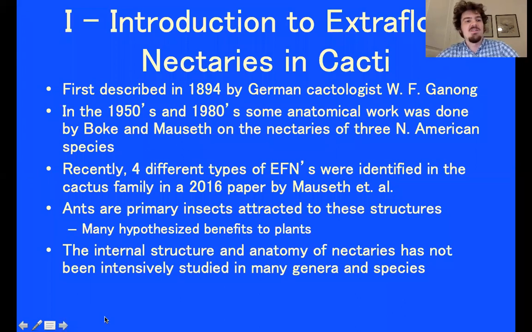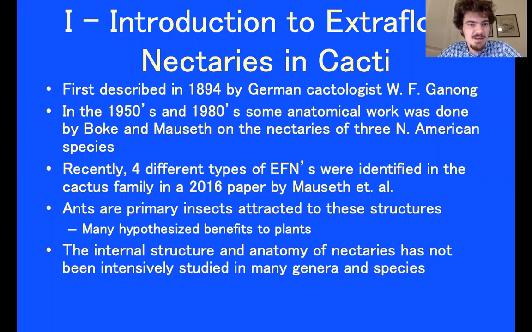Now I'll give a brief introduction to extrafloral nectaries in the cactus family. These structures were first identified in the cactus family in 1894 by the German cactologist W.F. Ganung. There's been a couple studies on their anatomy since then.